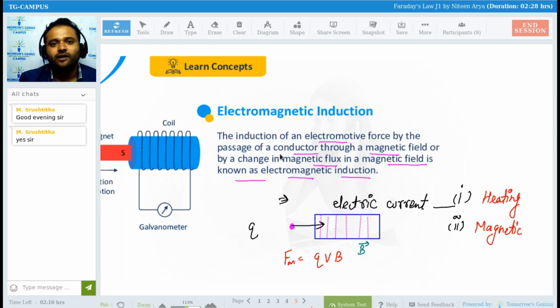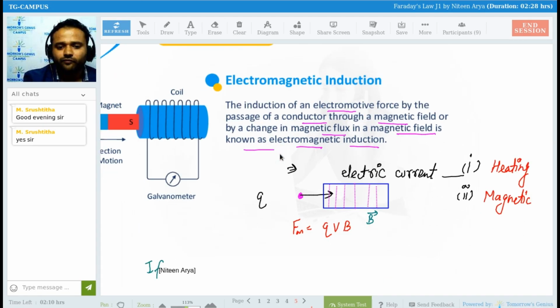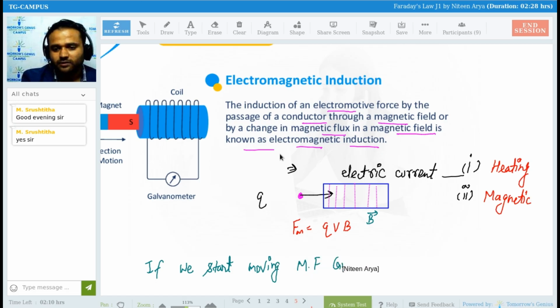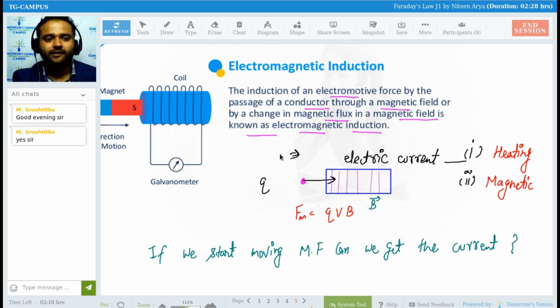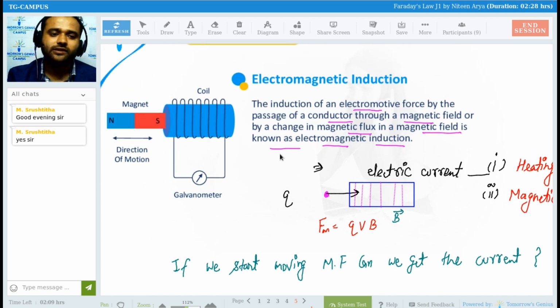Now in this particular chapter we are going to prove what happens if we reverse this thing. What is the meaning of reverse? If we start moving the magnetic field, can we get the current? Simple statement. So that is the question. And yes, we get it. How we get it, how much we get, what is the formula, what is the use, and everything we're going to discuss in the coming slides.